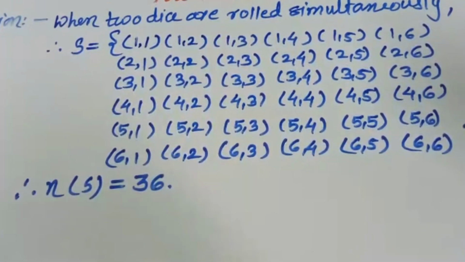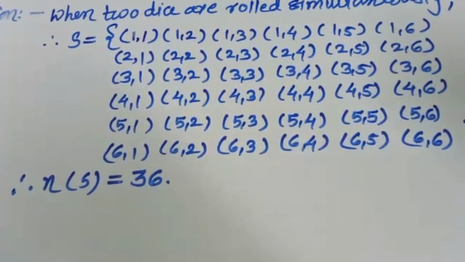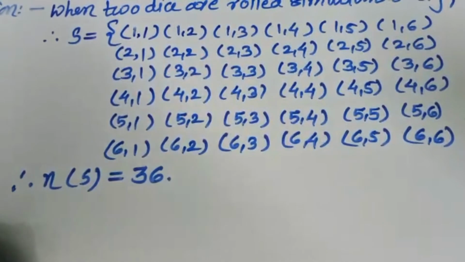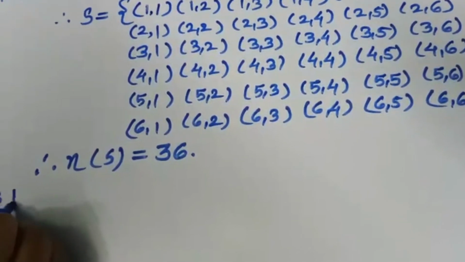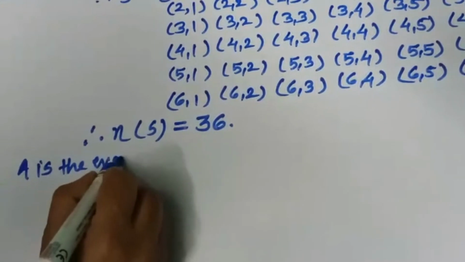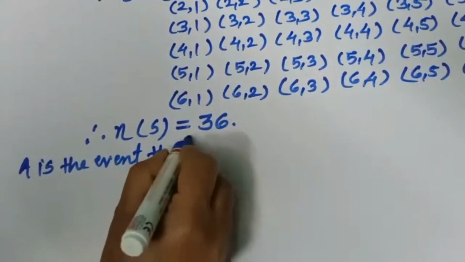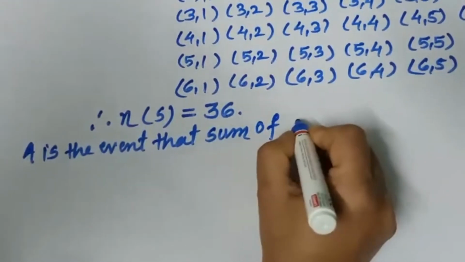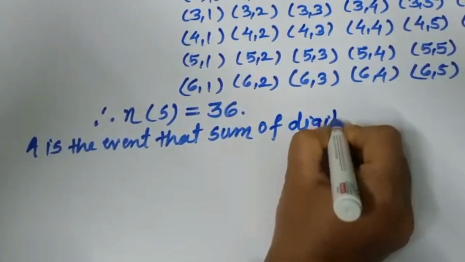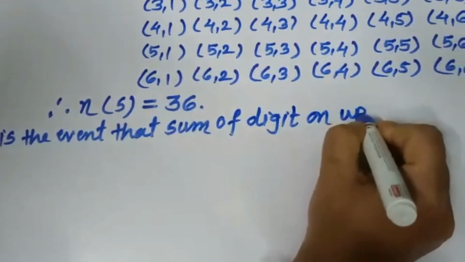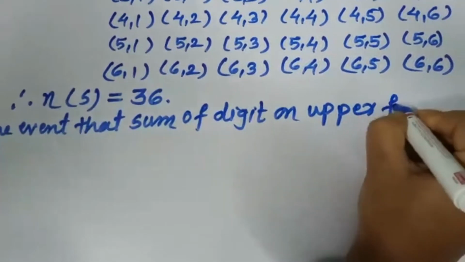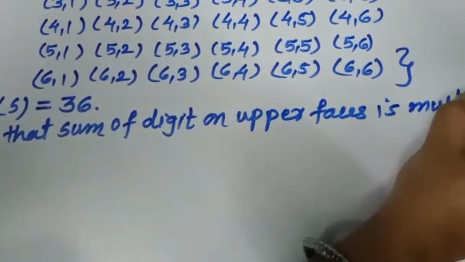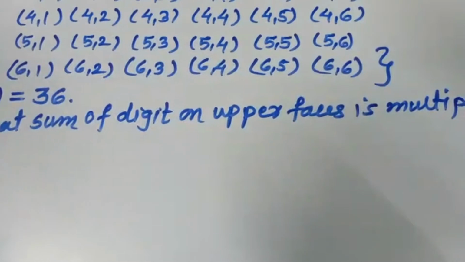Now we are writing the first event, event A. Event A is the sum of the digits on upper faces is a multiple of 6. So write: A is the event that sum of digits on upper faces is a multiple of 6.